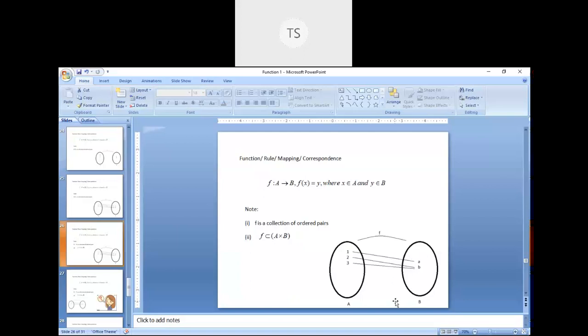So always remember, these points are important for your exam. So you can write these points. Okay. So first point is f is a collection of ordered pairs, and second point is f is a subset of A cross B.